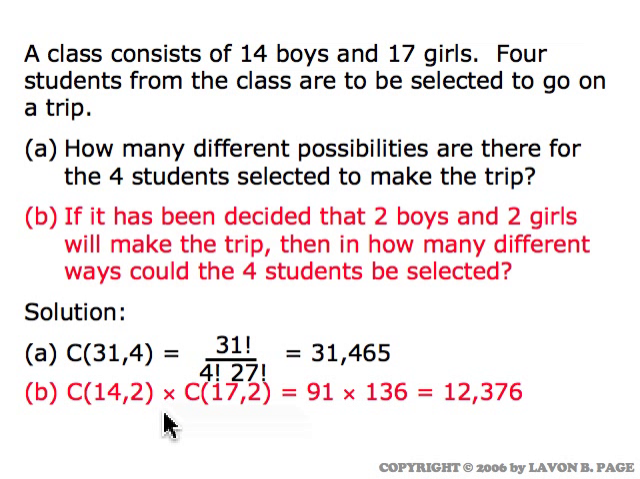So we do combinations of 14 boys choosing 2 of them, and the combination formula will give us 91 ways to pick the 2 boys. The combinations formula will also give us 136 ways of picking the 2 girls. 91 ways to choose the boys times 136 ways to choose the girls gives us 12,376 possibilities for which 4 students go on the trip, provided we've agreed to select 2 boys and 2 girls.